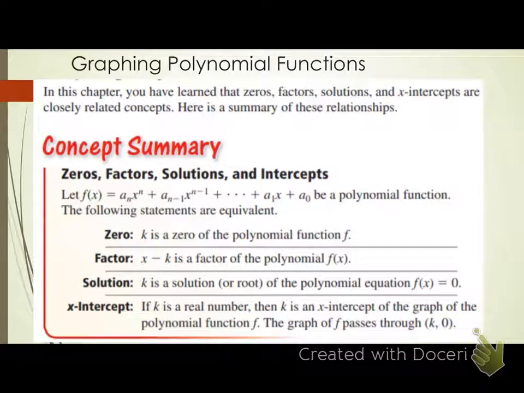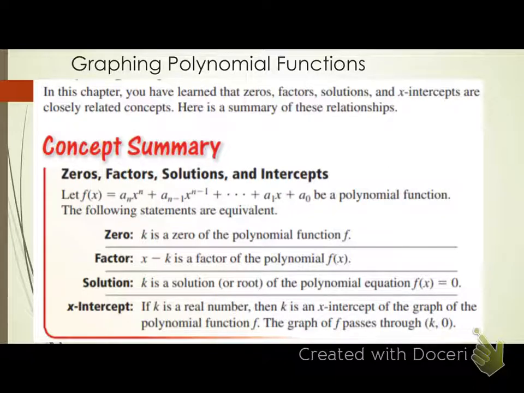So in this chapter so far, you have learned that zeros, factors, solutions, and x-intercepts are all closely related topics. So here's a little summary of those relationships. Let f of x equal a sub n x to the nth power. You can read all of that yourself. Just let that be a polynomial function. The following statements are equivalent if that is a polynomial function.